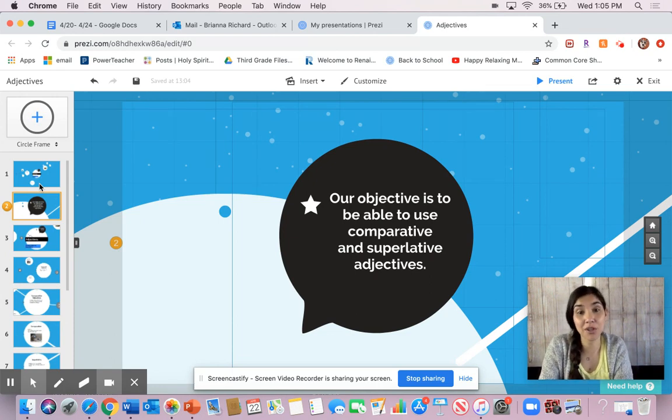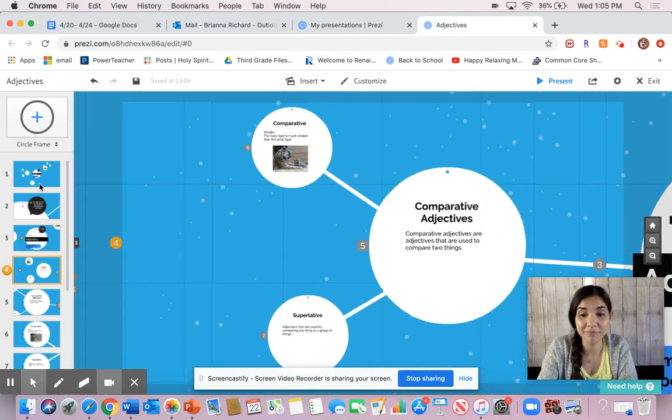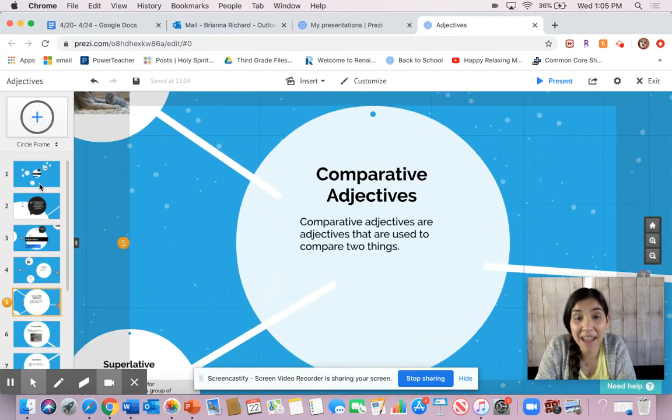Now, today, we're going to talk about some specific types of adjectives, and those are comparative and superlative. So our objective today is to be able to use comparative and superlative adjectives and identify them in a sentence. So let's see. Okay, comparative adjectives are adjectives that are used to compare two things.